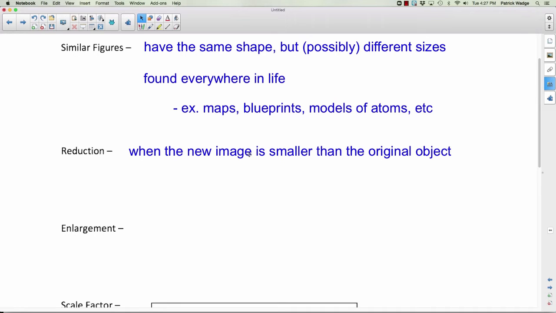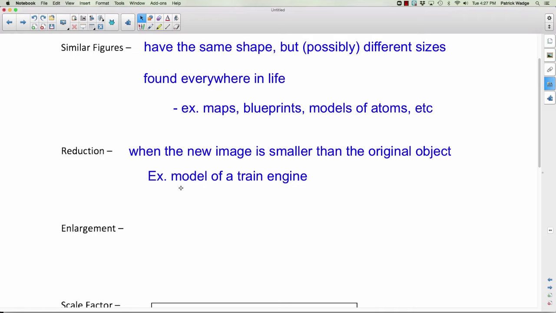Basically, when the new object, or the new image I should say, is smaller than the original object, this is called a reduction. So for example, a model of a train engine. You get your materials out and you build a model of a train engine. And now it's sitting on the desk in front of you. This beautiful train engine staring you in the face. Well, I would imagine that your train engine on your desk is a lot smaller than a real train engine. Otherwise it's going to crush the desk and you.